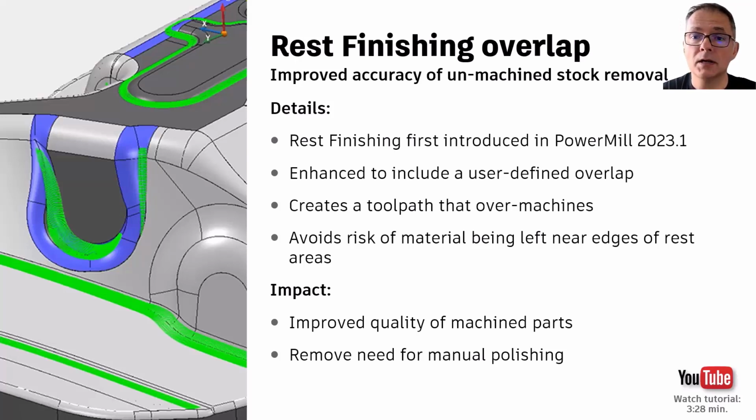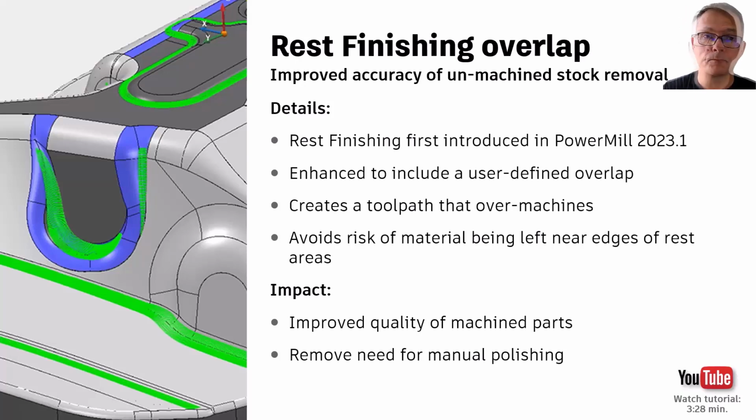This causes PowerMill to produce a toolpath that machines slightly more of the rest area, increasing coverage and reducing the likelihood that small regions of material will be left unmachined near the very edges of rest areas. Now, the key benefit here is improving part quality and reducing the potential need for manual polishing after your machining is finished.